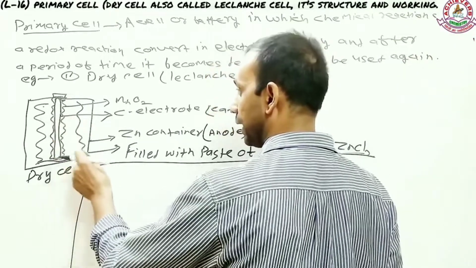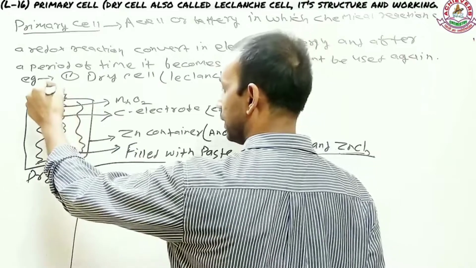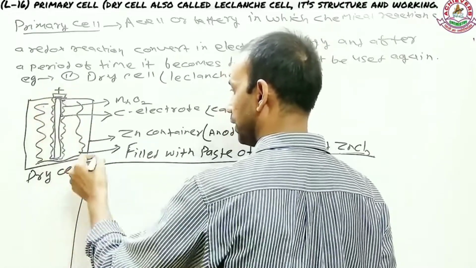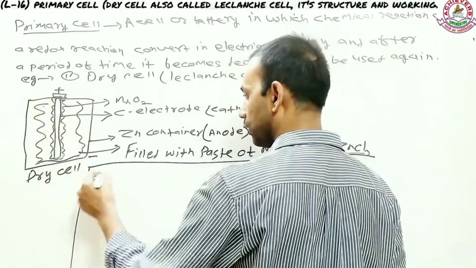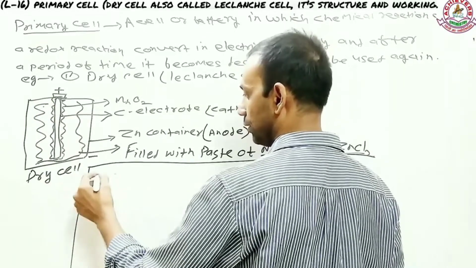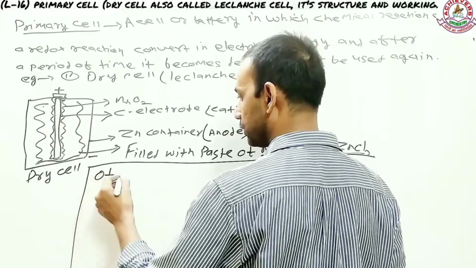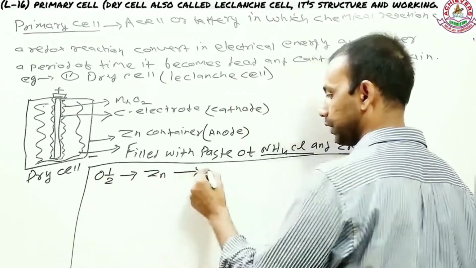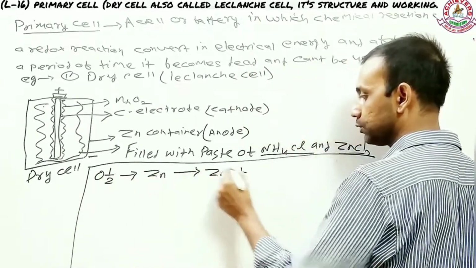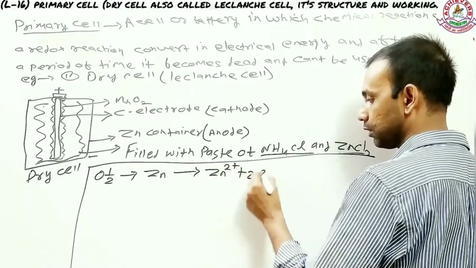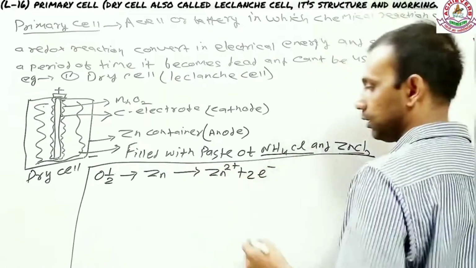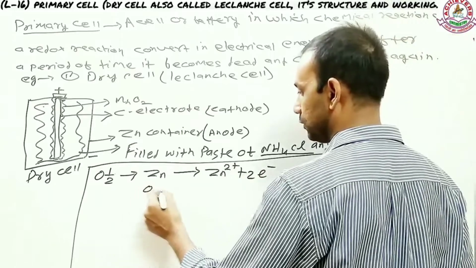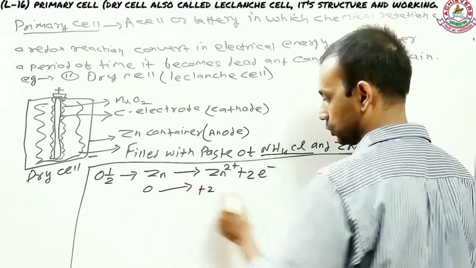There are two electrodes, anode and cathode. Let me write this. This is your positive and this is your negative. So on the anode, the oxidation half reaction takes place, where zinc undergoes oxidation to produce electrons. Why? Because the oxidation number is changing from 0 to +2.